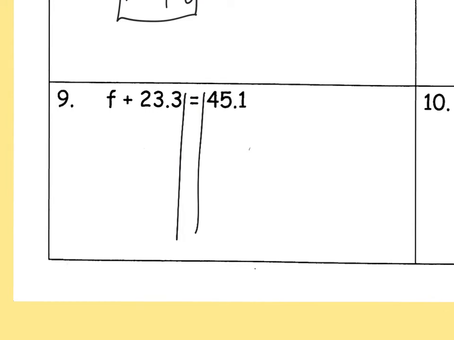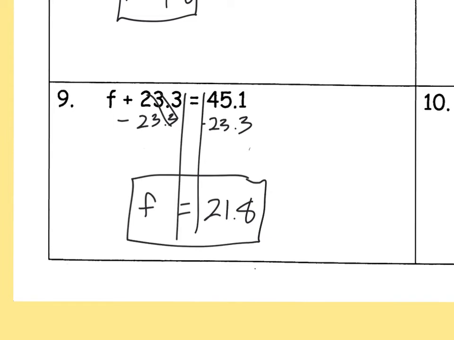I'm going to get the variable by itself by using the inverse operation. So I'm going to subtract 23 3/10 away, and I'm left with F here. And because I subtracted on that side, I have to do the same on this side. So 23 3/10. I'm going to pull out my calculator. 45 1/10 minus 23 3/10, and we get 21 8/10. That is the correct answer, because if I plug it in there, 21 8/10 plus 23 3/10 is 45 1/10.